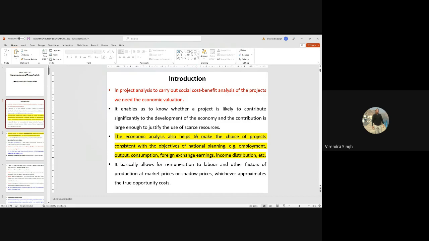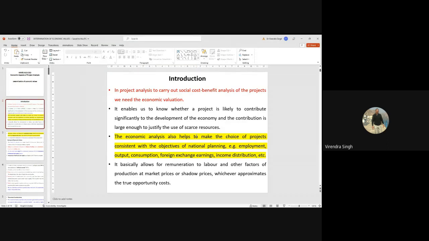alternative projects available. So in project analysis, to carry out social cost benefit analysis of the projects, we need economic valuation of the alternative projects available, that enables us to know whether a project is likely to contribute significantly to the development of the economy, or the contribution is large enough to justify the use of scarce resources. Because resources at the disposal of the economy are limited.